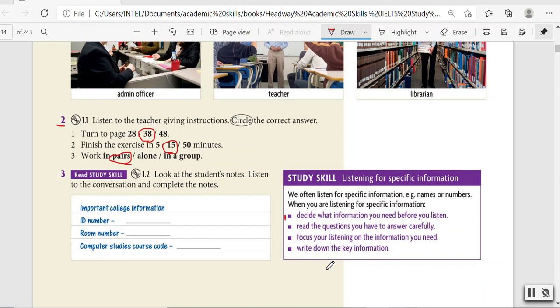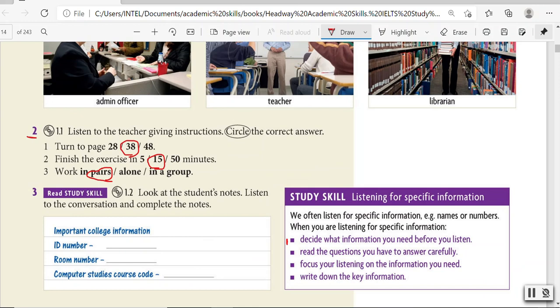Okay. In here, look at the students' notes, listen to the conversation and complete the notes. We have this table, we must fill this table with the information that will be explained in this audio. Okay? We will listen to this audio and after that fill it in. Please bring a pen and paper to write down the answers, to write down ID number, room number and computer studies course code. Okay? Let's start. I'll play an audio for you. As I told you, please write down the answers.